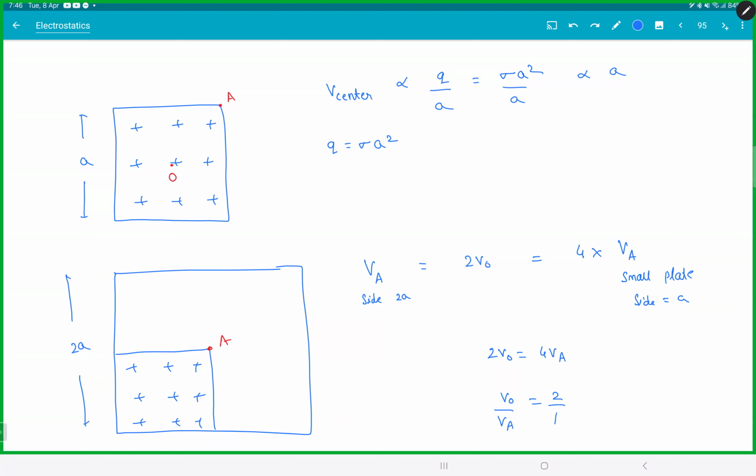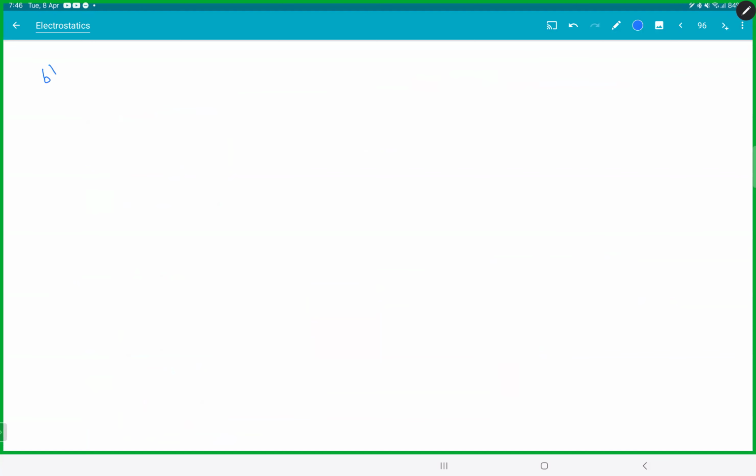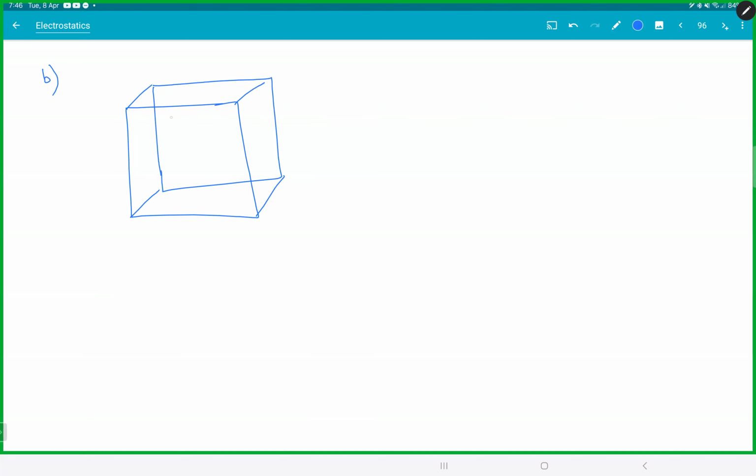Now, you guys try this. Same question, but this time we'll take a cube. Uniformly charged cube. A is the corner, O is the center. Find V naught by VA. Same thing.